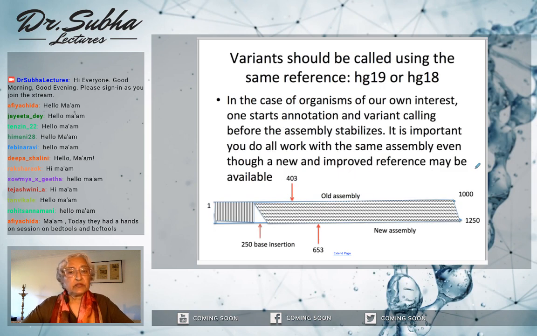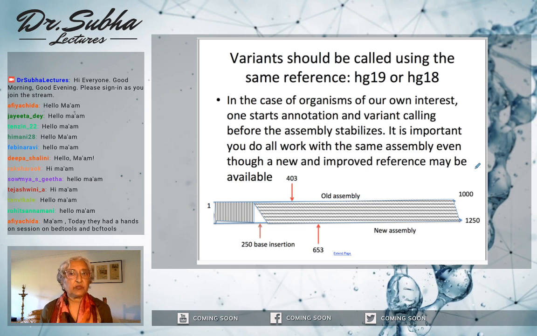Okay, so this is the point you have to remember. When you're doing variation, going to compare variants from hundreds of samples, hundreds of individuals, you want to make sure that all of them have been mapped originally to the same reference.